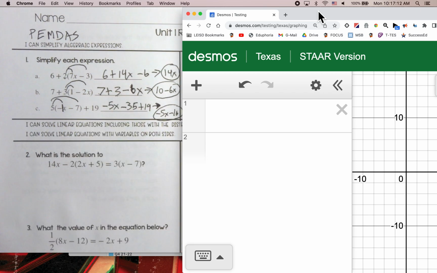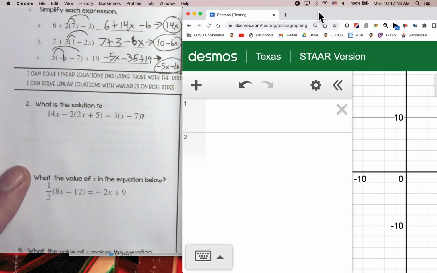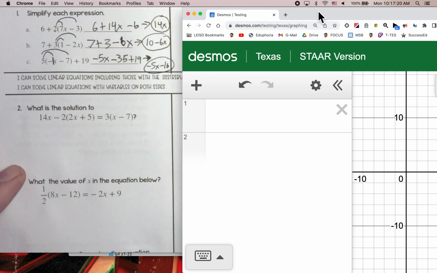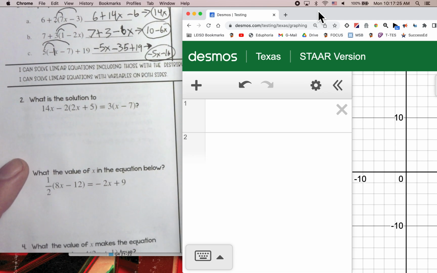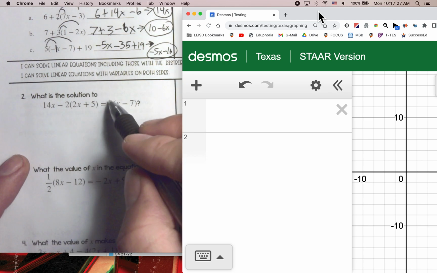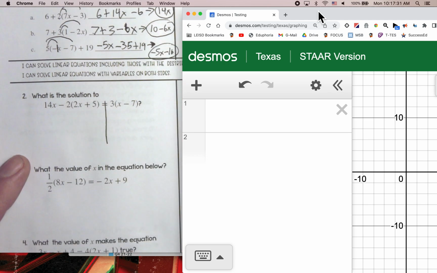Let's look at number 2. It says, what is the solution? So once again, we're going to use the same steps we've been using for solving equations. The first step we want to ask is, can we distribute? I see parentheses here on the left and the right. So I'm going to draw a line down my equal sign. Think of it like my imaginary wall.